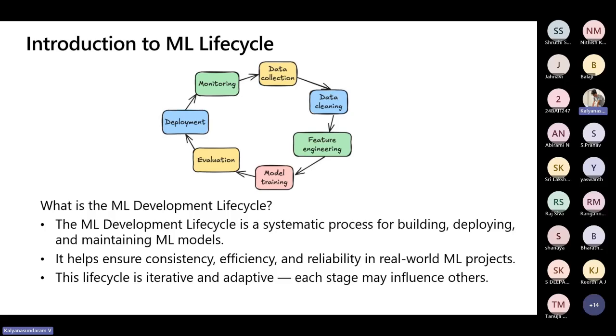Simple. So the first step is data collection. And the next step is data cleaning. The third step is feature engineering. The fourth one is model training, evaluation, deployment, and monitoring.